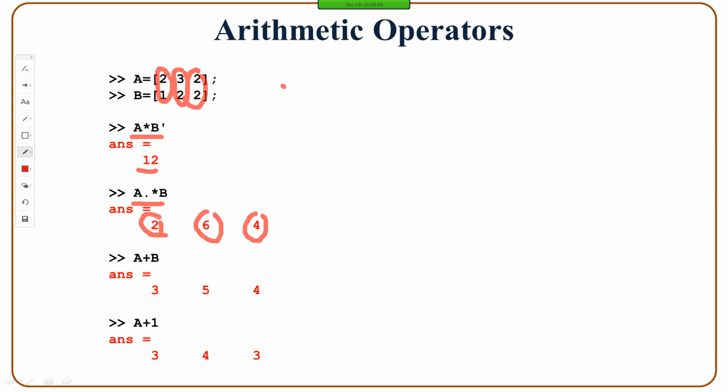For addition, it's straightforward. Here you add two vectors of the same size, and that gives a vector, of course, of the same size as well. And each element is the sum of corresponding elements in A and B.